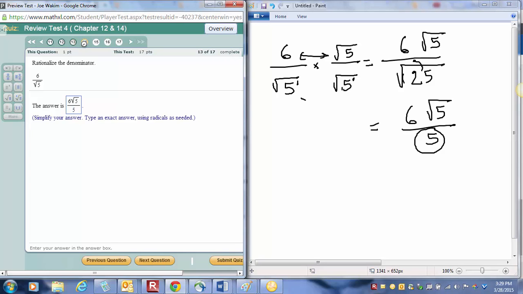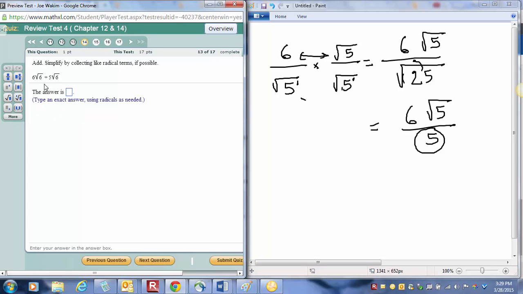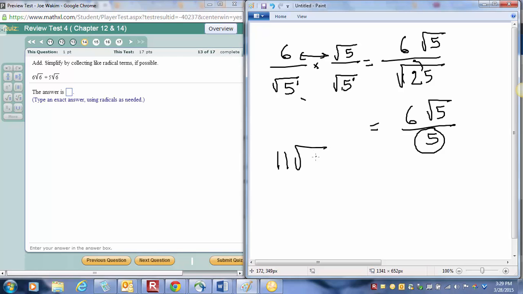Let's try number 14. Number 14, we have two radicals. We want to add them because they have the same radicand, 6 and 6, exactly the same. We can add the coefficients, 6 plus 5, 11, and we keep the same radical, 6. So anytime you want to add radicals, if they are like radicals with the same radicand, 6, 6, you can add the coefficients 6 and 5. So this would be 11 square root of 6.